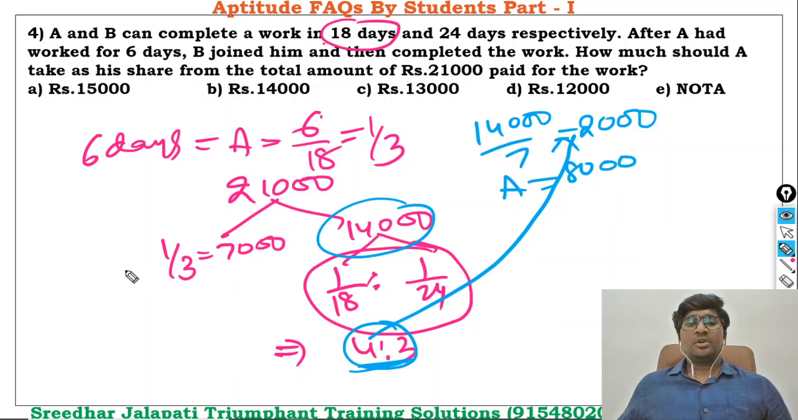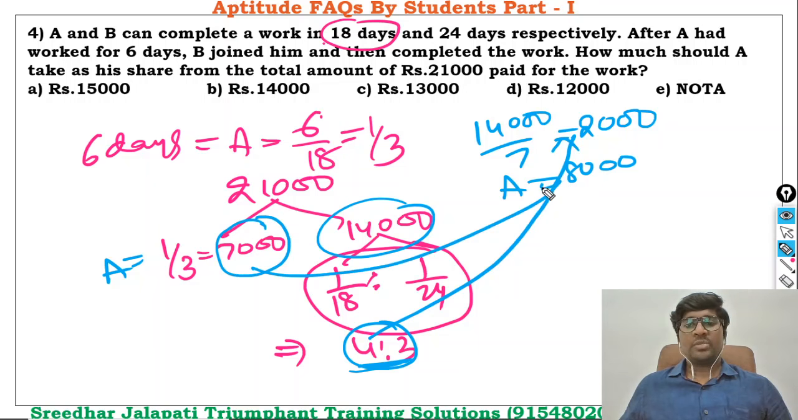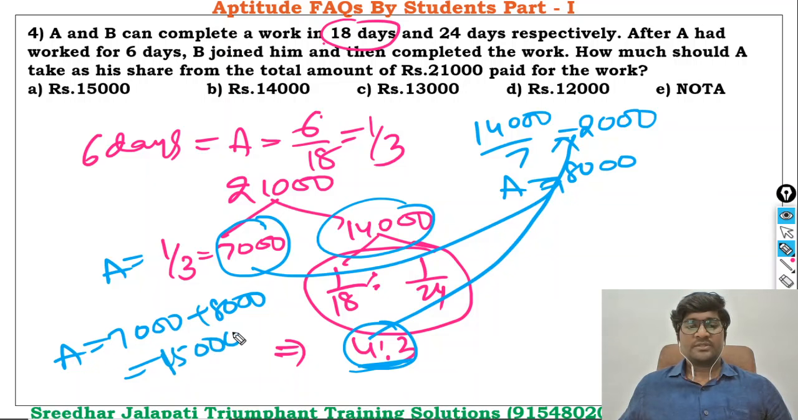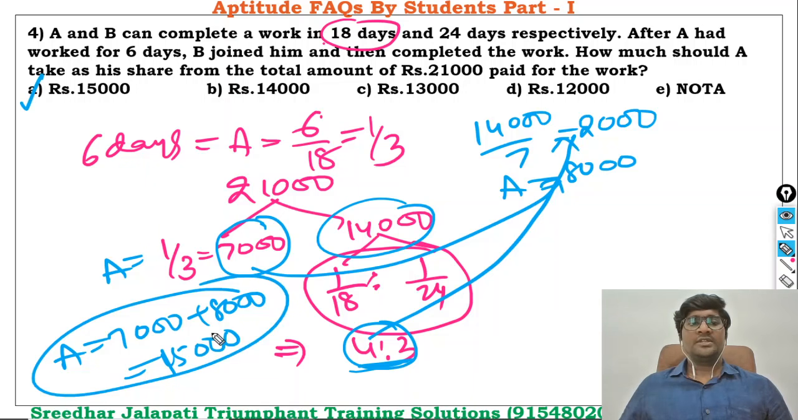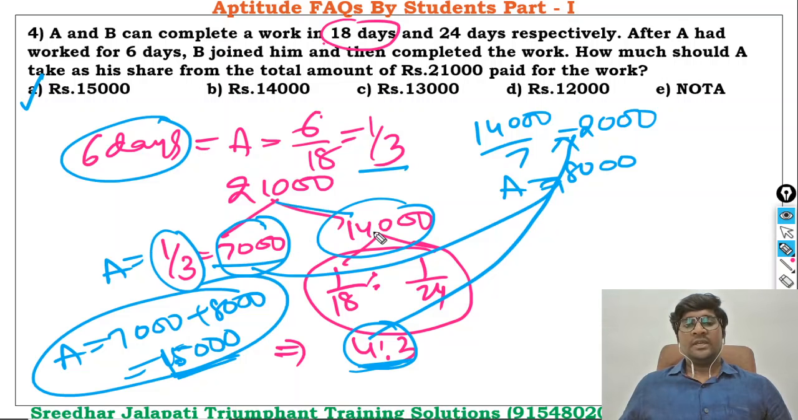So A's total share: as he completed 1/3 of the work, he deserves 1/3 of the money, which is 7,000 rupees, plus 8,000. So A's total share is 7,000 plus 8,000, which is 15,000 rupees. That is option A. Then what is B's share? The remaining 6,000. But we are not asked to find B's share. We are asked to find A's share. So the answer is 15,000. I repeat. Initially for the first 6 days, A alone completed 1/3, so deserves 1/3 of the money, 7,000. The remaining 14,000 they both distribute in the ratio of their 1 day work.